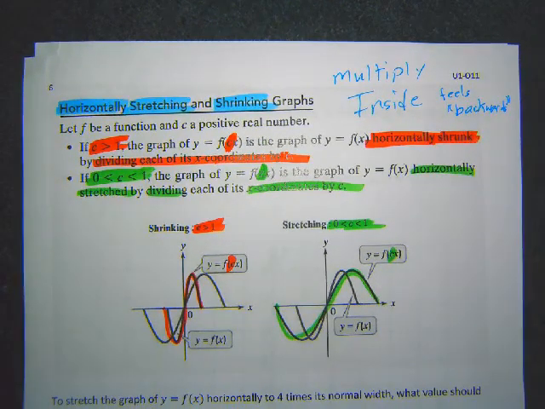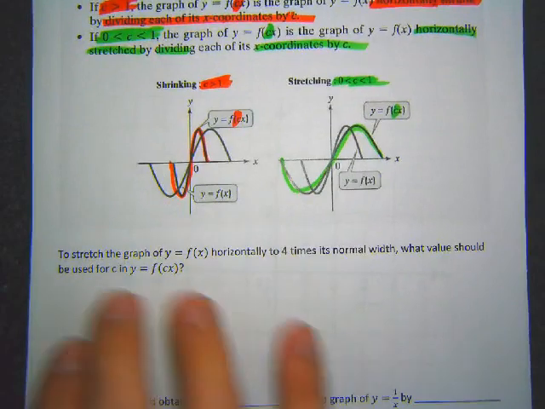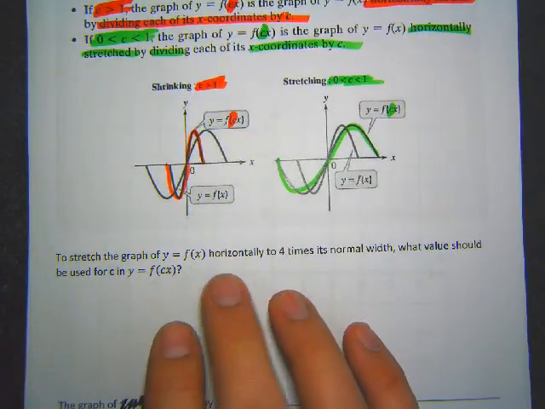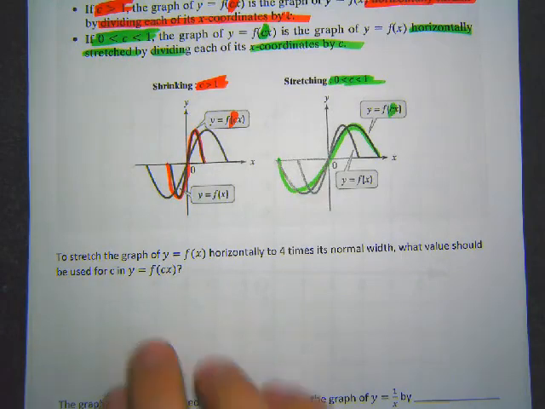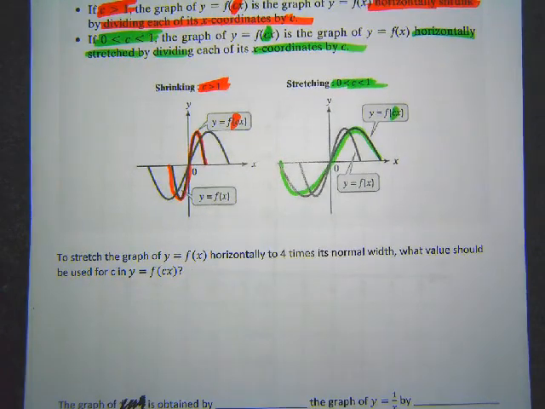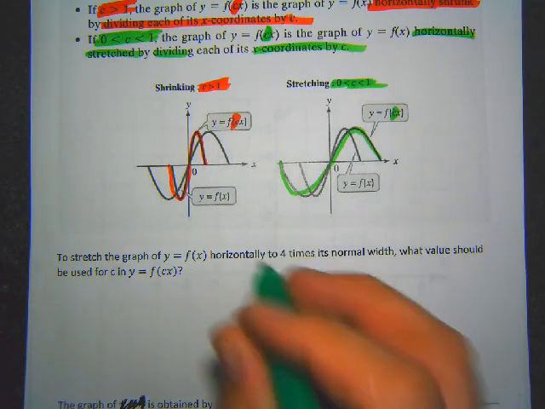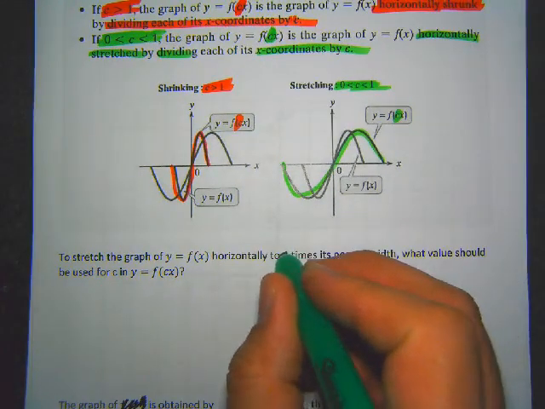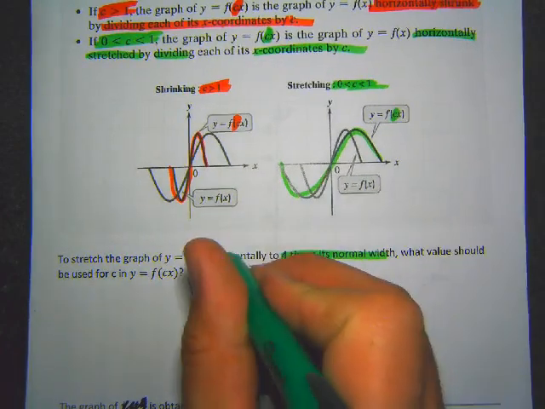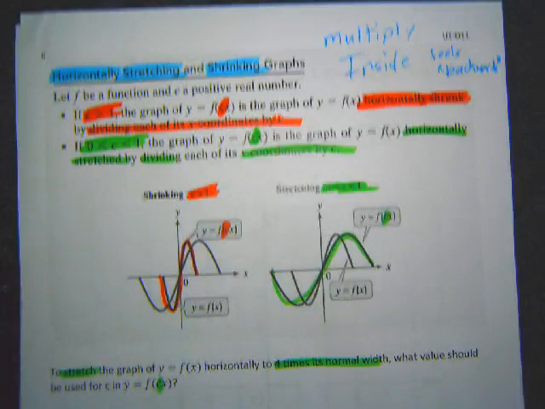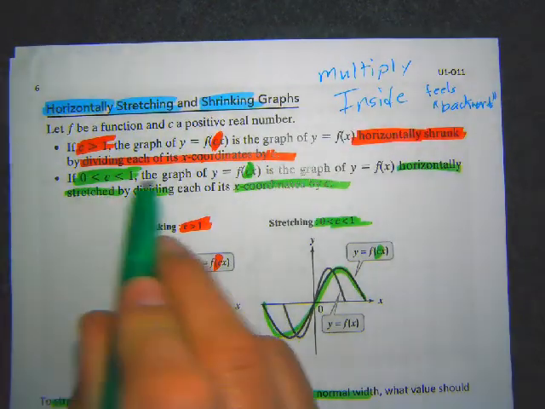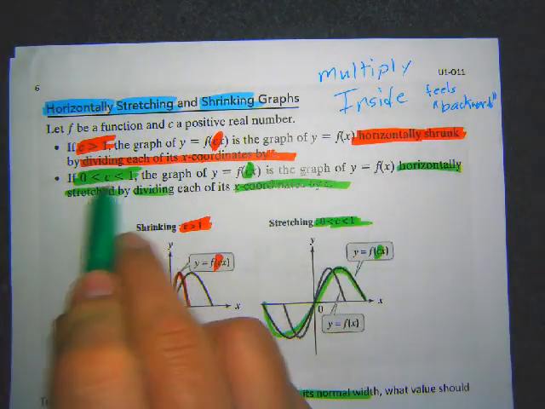So let's look at a couple ideas. We got questions with this. Okay, so I want to stretch the graph. I want to stretch f of x to 4 times its normal width. What value should I use for c inside? So I want to do a horizontal stretch, right? I want 4 times its width, so I want to stretch it. And I'm going to put some c inside. Well, if I want to stretch it, I need to use small numbers, numbers less than 1.